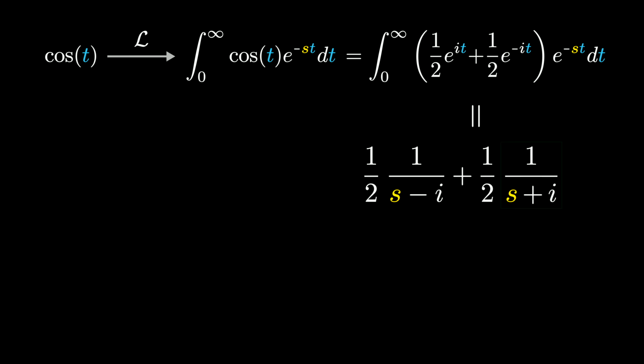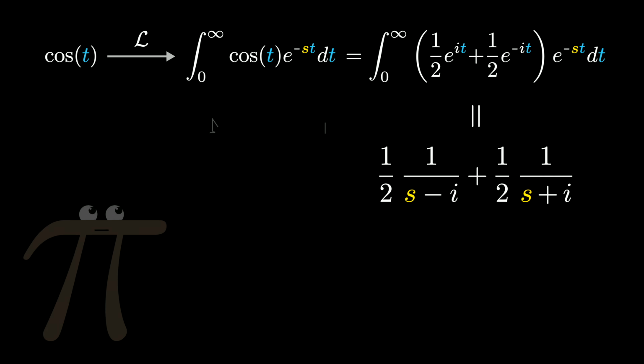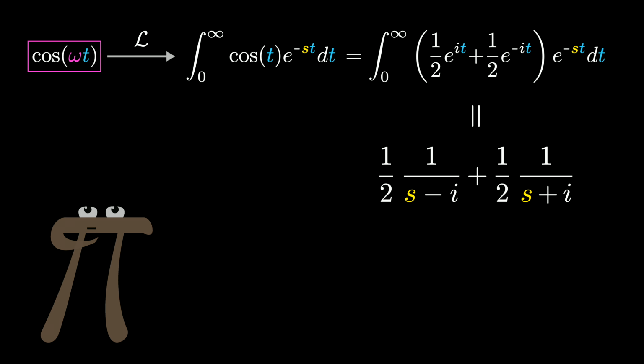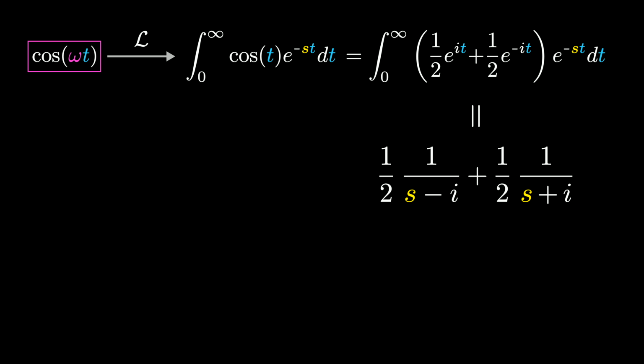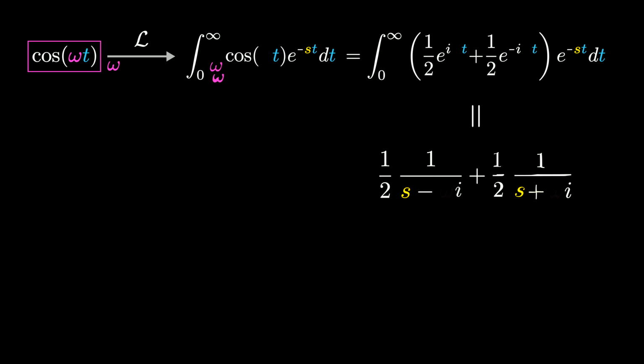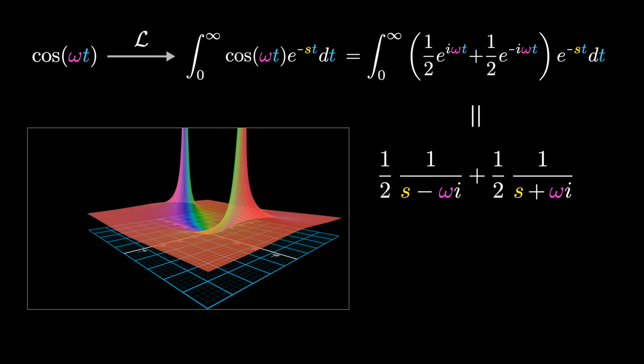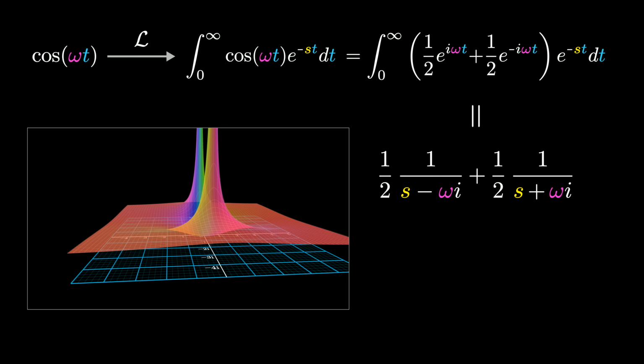Now, looking back at our symbolic result for the Laplace transform of the cosine of t, if you were to go and look this up, say in a big table of Laplace transforms, this is actually not how it would look. First of all, it's common and useful to consider a more general cosine wave that has an arbitrary angular frequency omega on the inside. The only change here is that everywhere you see an i, you replace it with omega times i. So you can read that final expression as telling you there are poles at omega i and negative omega i.